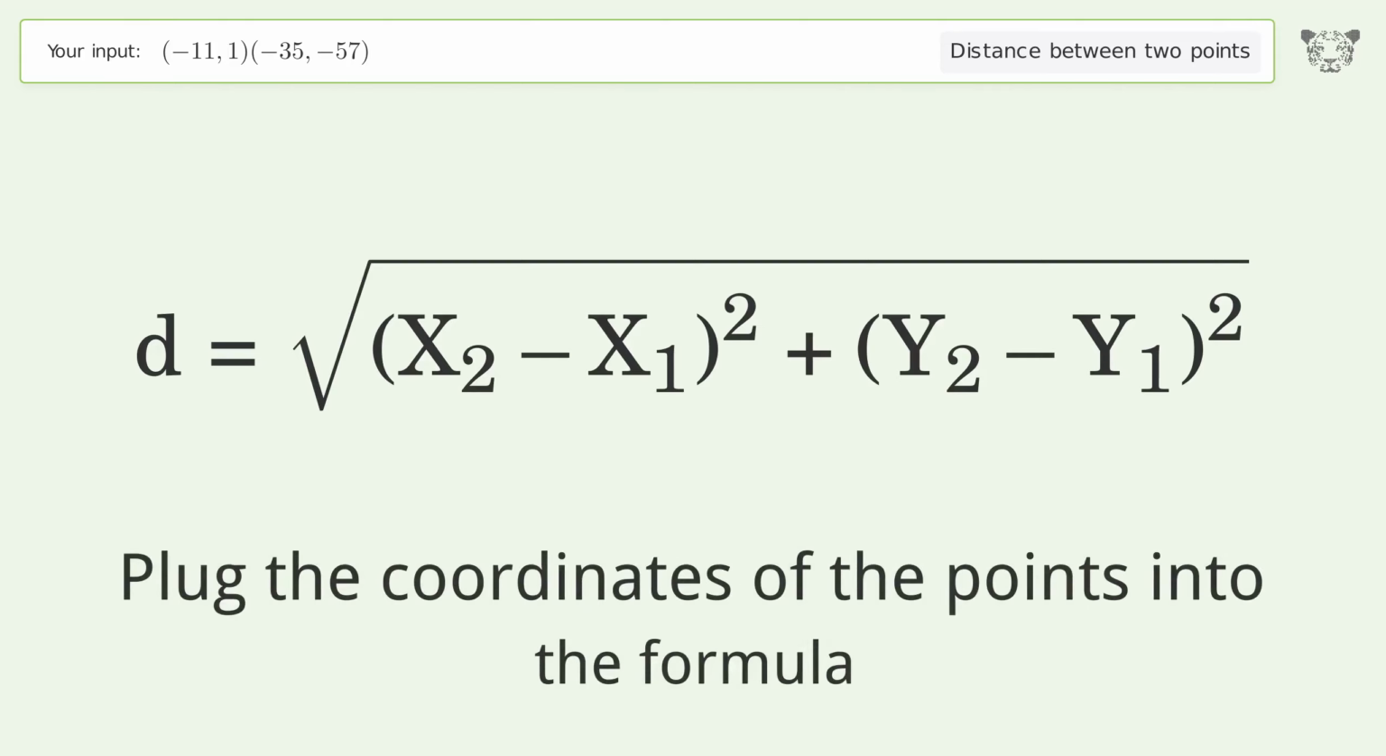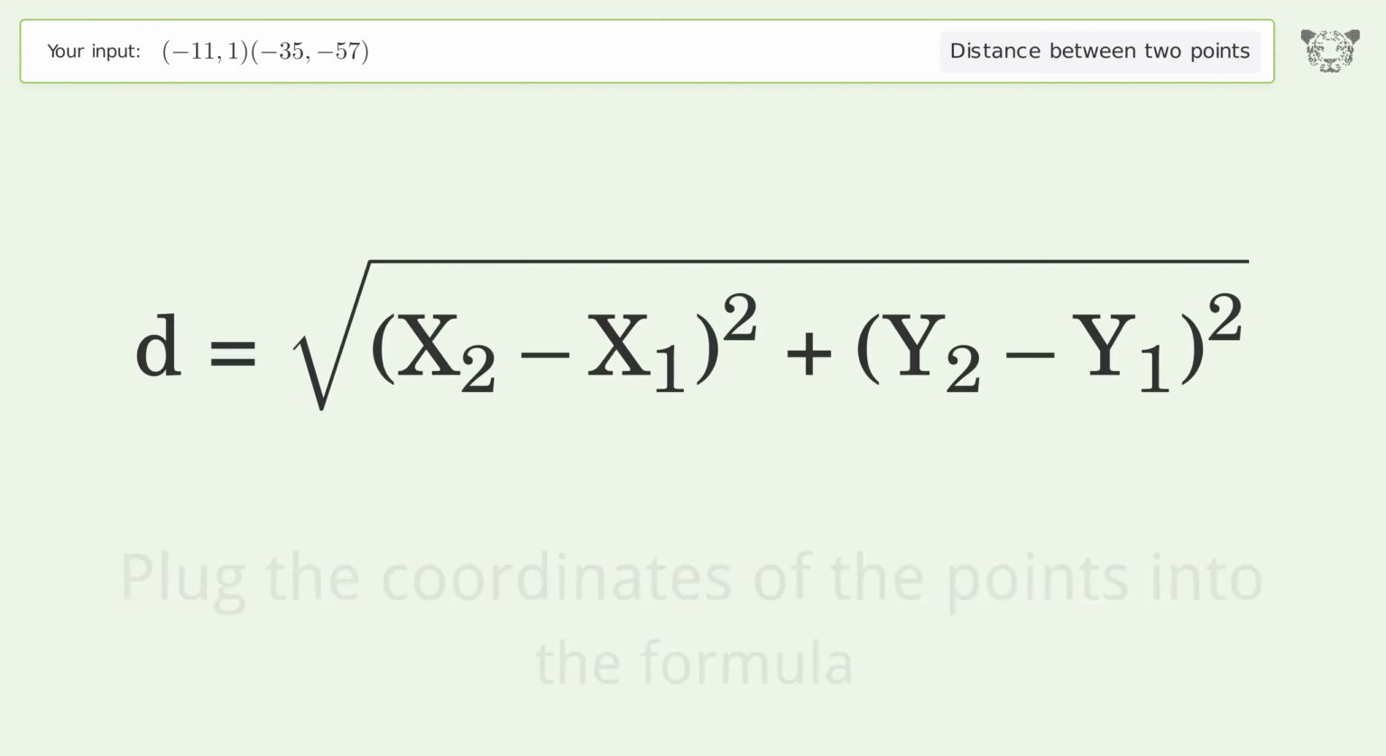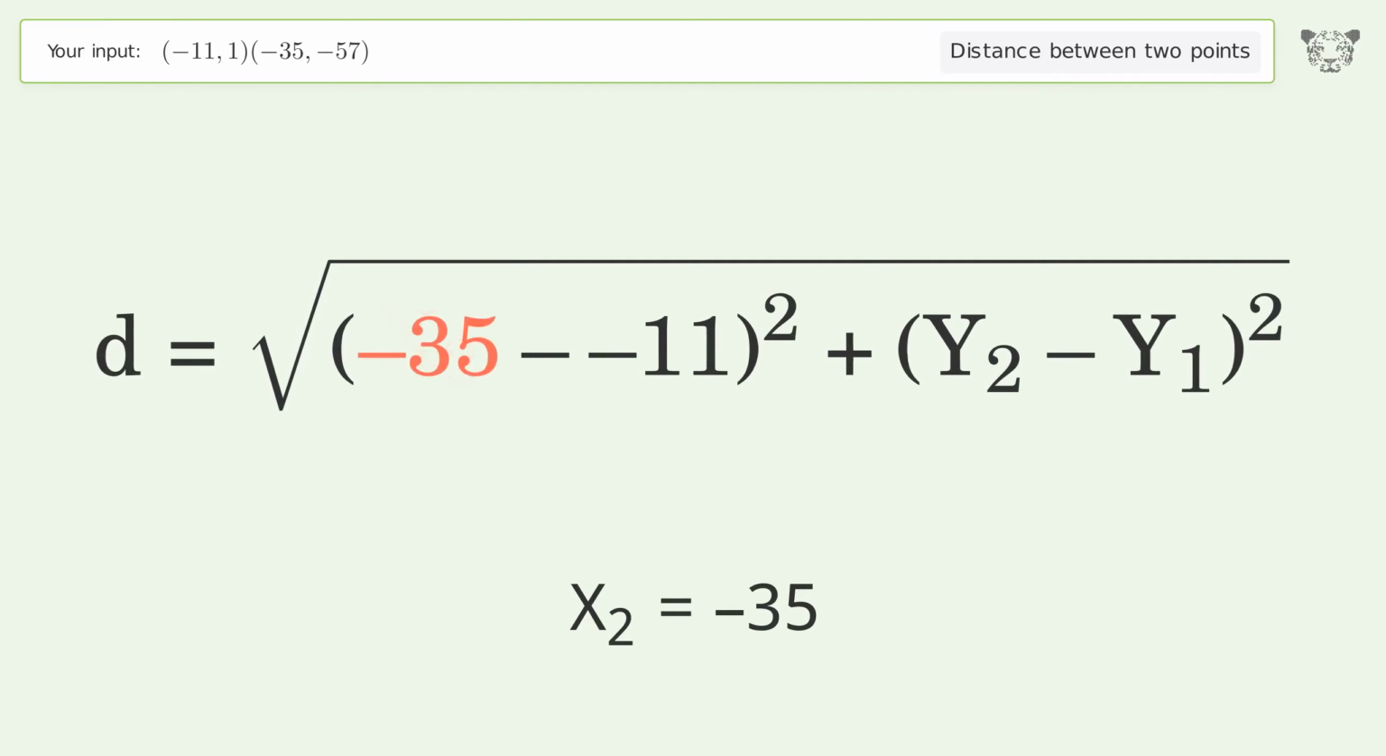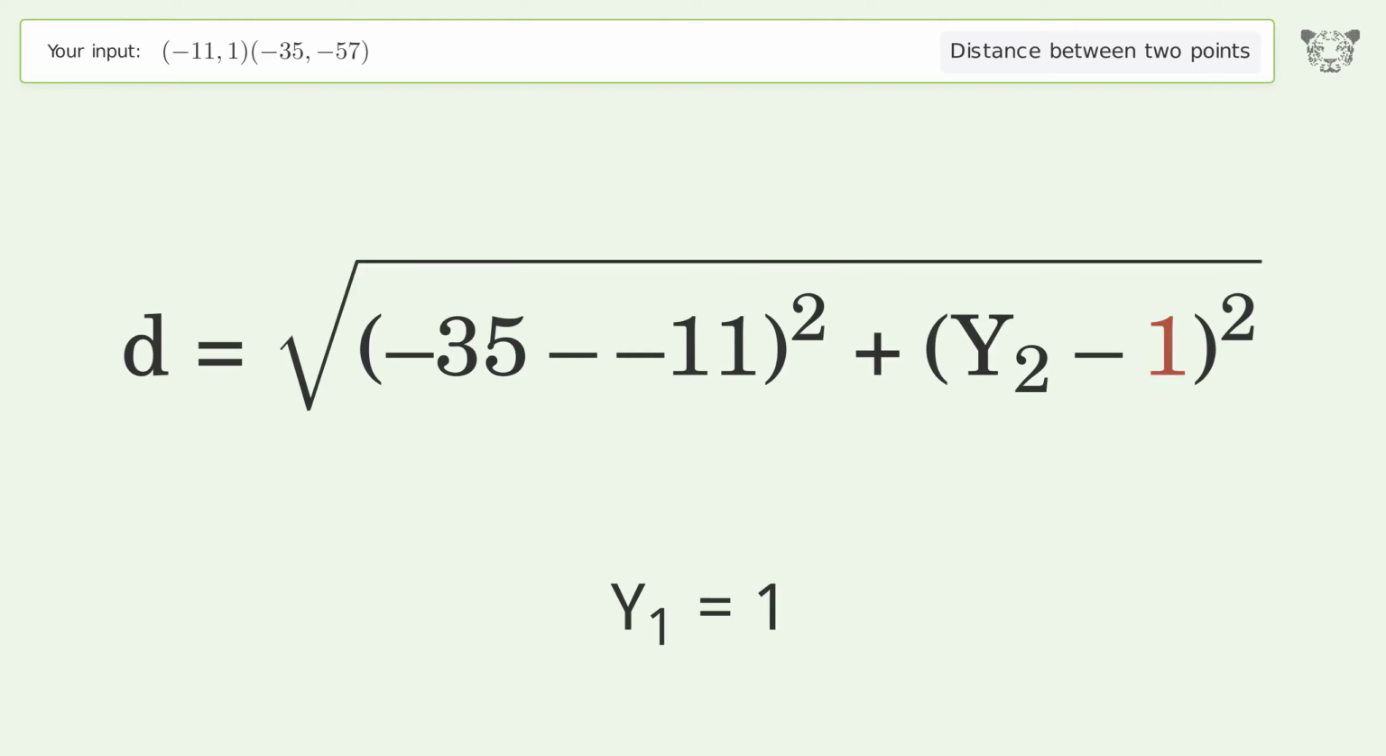Plug the coordinates of the points into the formula. x1 equals -11. x2 equals -35. y1 equals 1. y2 equals -57.